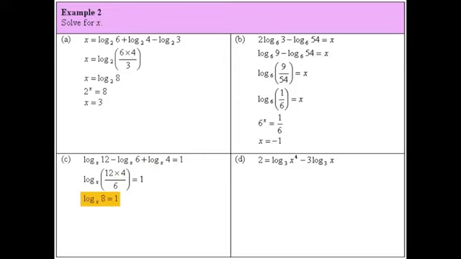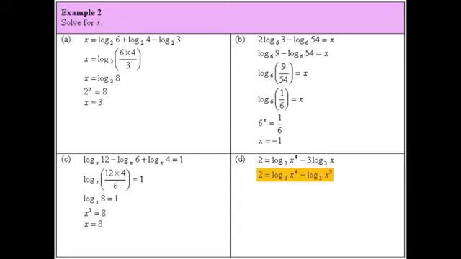When I evaluate the 12 times 4 divided by 6, I get 8. So log base x of 8 is equal to 1. Change that to its exponential form, so it would read as x to the 1 is equal to 8. So x simply equals 8. That's the unknown base of our logarithms in the original question.